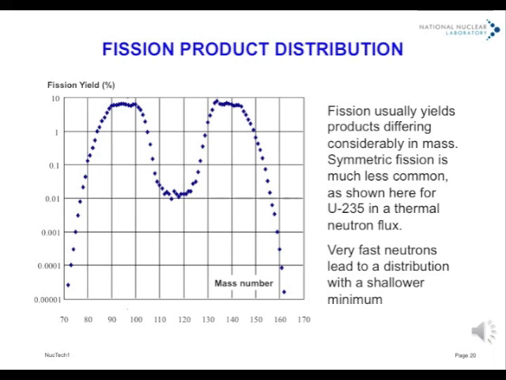Distribution of fission products. Fission products occupy the central third of the periodic table, not uniformly, but in a double-peaked distribution. In a thermal system, symmetrical fission, producing two very similarly sized main fragments, is about 1,000 times less probable than with a mass difference of 30 to 50 units. In a fast neutron flux, the minimum is rather shallower.